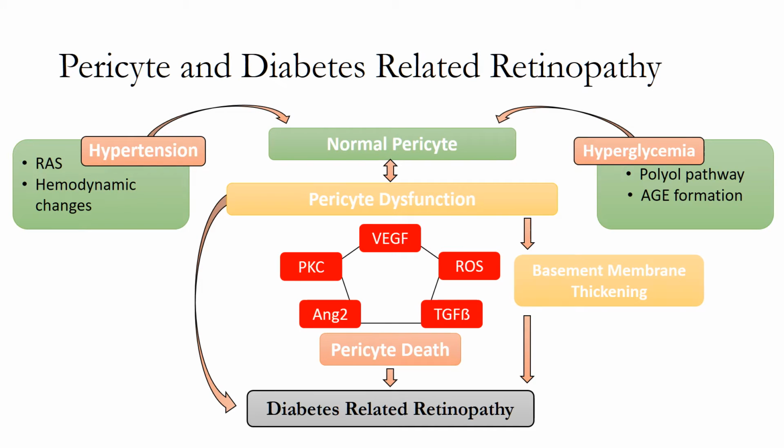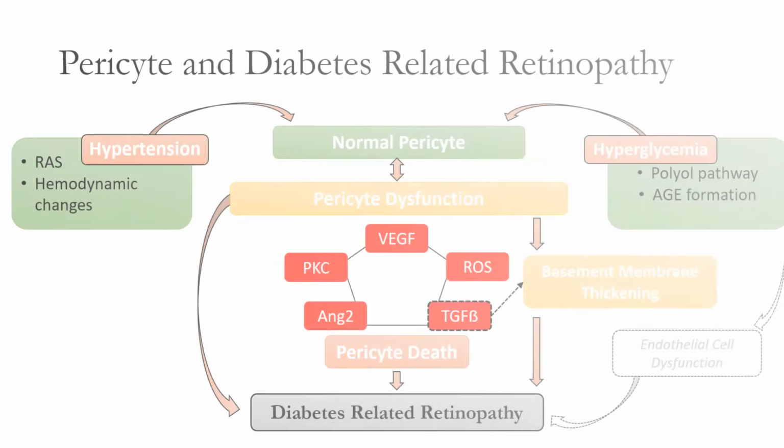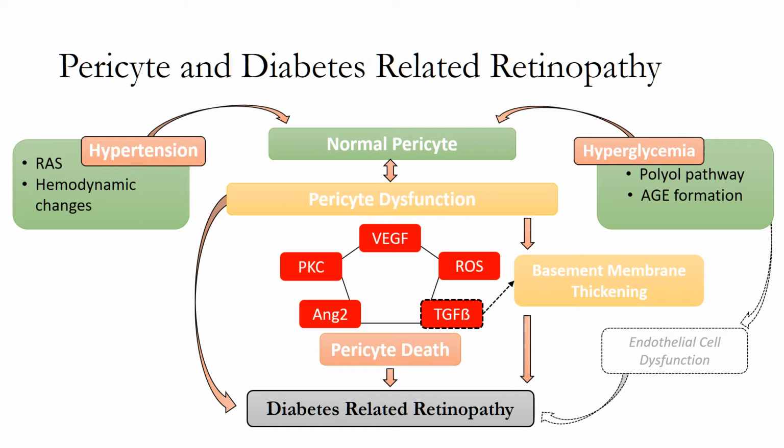Thickening of the basement membrane has also been identified as a factor contributing to diabetic retinopathy. It has also been proposed that chronic hyperglycemia may cause retinopathy by direct action on the endothelial cell.